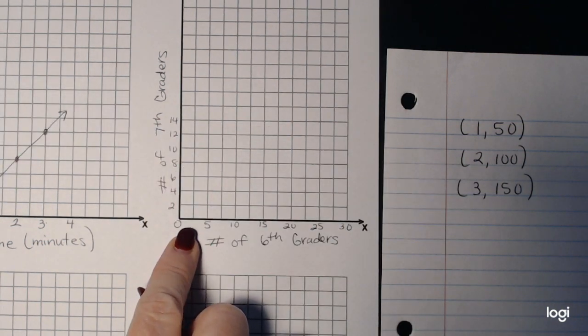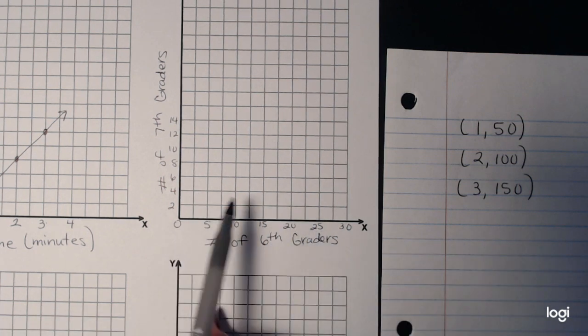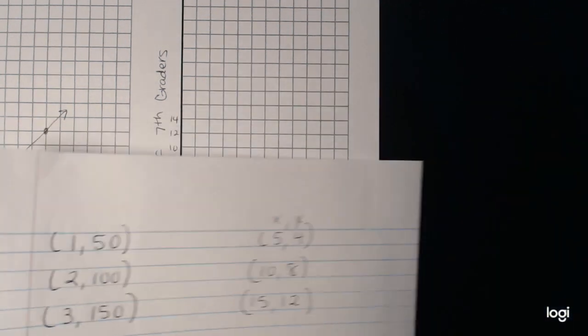Remember, when numbering our axis, we have to have a pattern. Okay, this pattern is by 5s. This pattern is by 2s, which means I can do 2 different patterns. I don't have to have them both the same. All right, so let's look at our points.